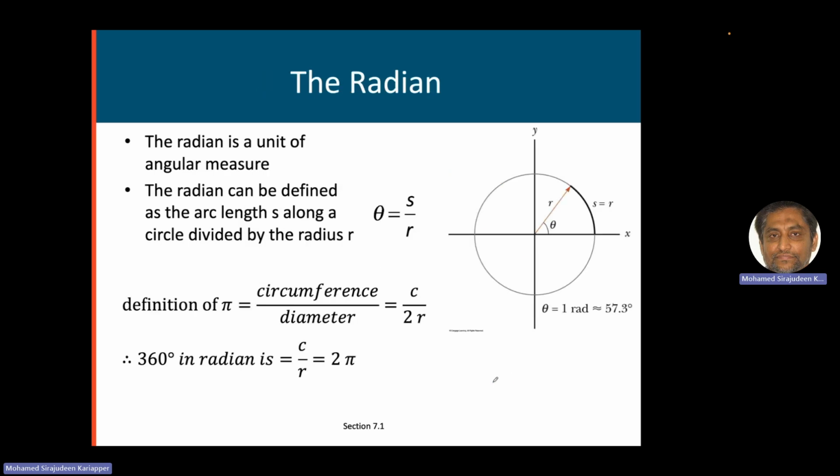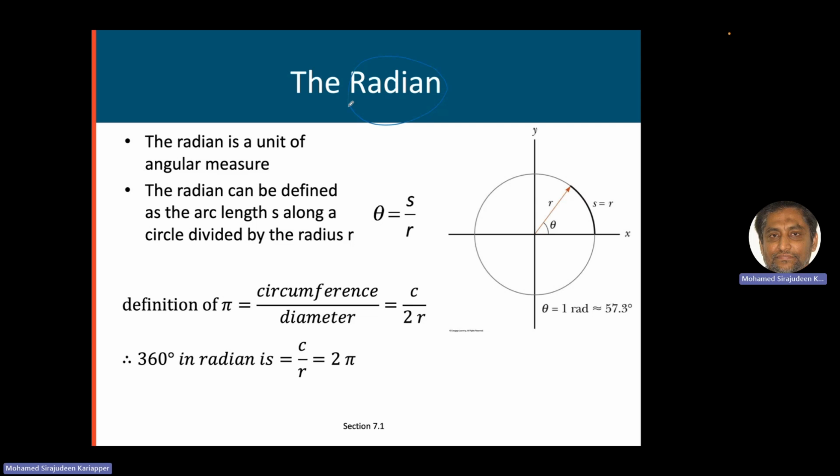So let me start with this angle. Angle we measure in degrees, right? You know. So one full cycle is 360 degrees. So you divide the one full circle into 360 divisions. One division is 1 degree. But that's not the SI unit for angle. The SI unit for angle is called the radian. You know that, right? Radian.